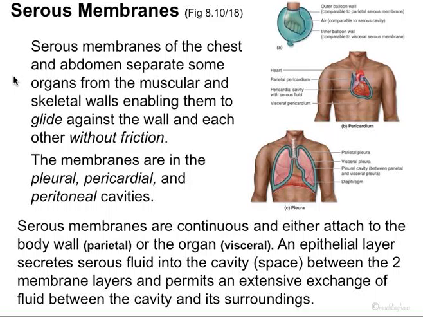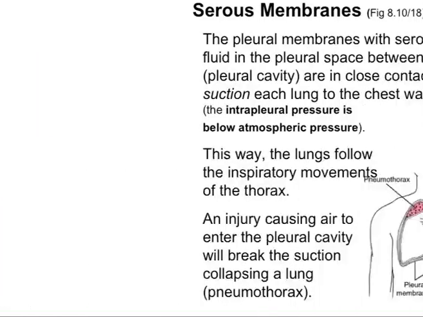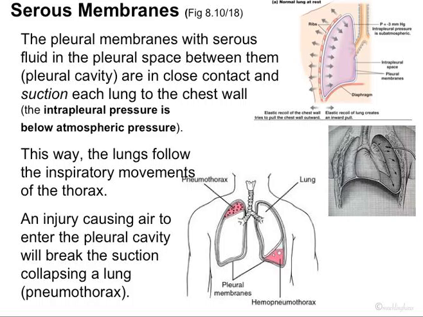And so the serous membrane system is continuous membranes that either attach, here in the text, to the body wall, and that membrane we call the parietal part of the membrane, or it attaches to the organ, and that part is called the visceral part of the membrane. And the epithelial layer on the inside secretes a serous fluid into that cavity, that space between those two membrane layers, and that permits an extensive exchange of movement around those organs without any friction. That's a little bit complicated, but once you get it, it's good.